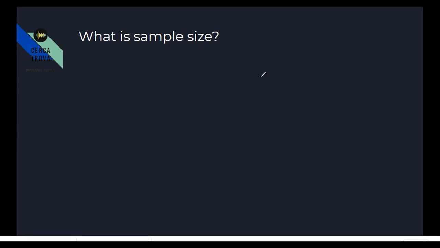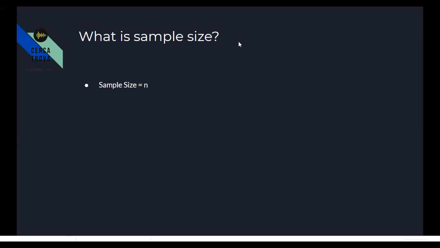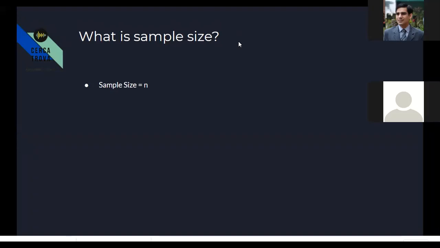So the first thing that we should know is what is sample size. Sample size is denoted by the letter small n, and it refers to the number of participants or observations that are included in your study. This number is usually represented by n. The calculation of an adequate sample size thus becomes crucial in any clinical study and is the process by which we calculate the optimum number of participants required to be able to arrive at ethically and scientifically valid results.